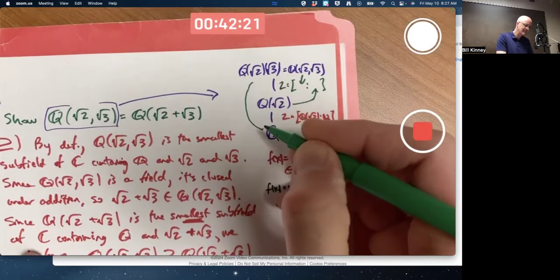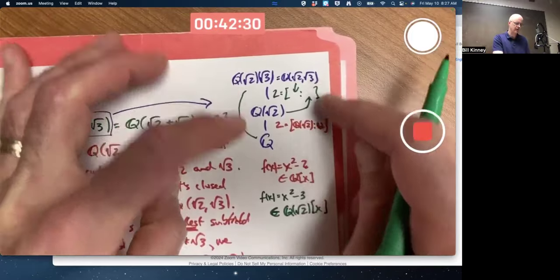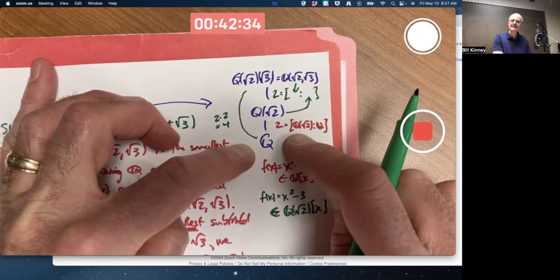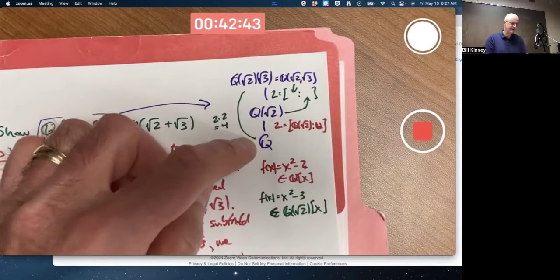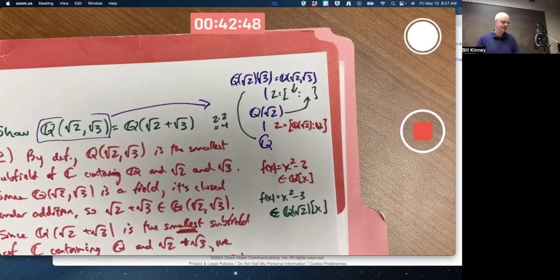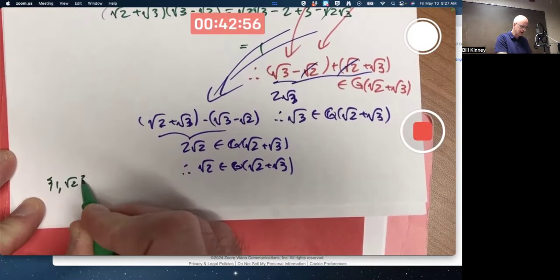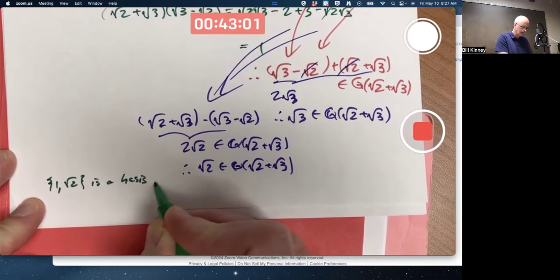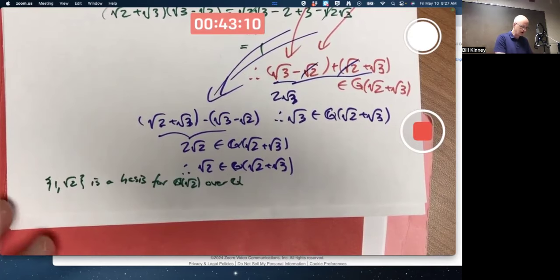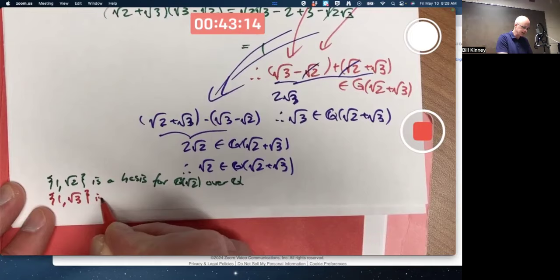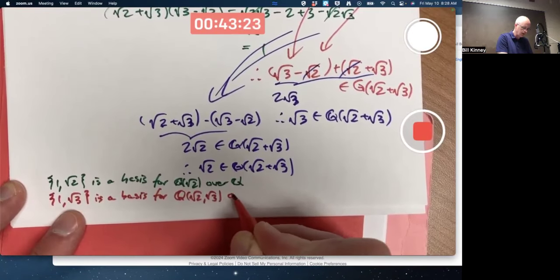The overall extension has degree 2 times 2, it turns out, 4. That's a theorem in chapter 20. In other words, this is a 4-dimensional vector space over this. Could I find a basis for this over this? Yeah. What you do is you take the basis for this over this and the basis for this over this and find all products of elements. Let's write it out here. 1, square root of 2 is a basis for Q adjoin root 2 over Q. Also, 1, root 3, it turns out, is a basis for Q adjoin root 2, root 3 over Q adjoin root 2.